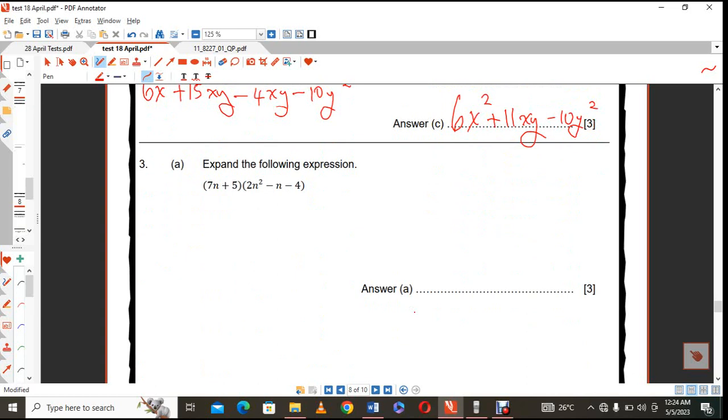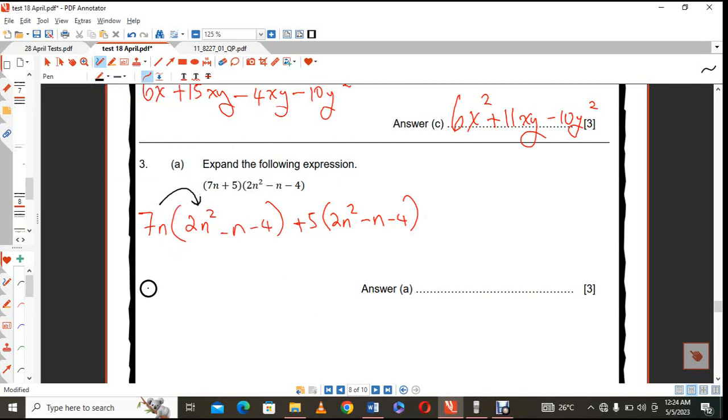Question 3 also involves expansion. So maybe I'm not going to use my arrows this time. I'm going to use a different method. I'm going to say the 7n must multiply with everything in there, and the 5 should also multiply with everything over there. Ultimately, it's the same thing.